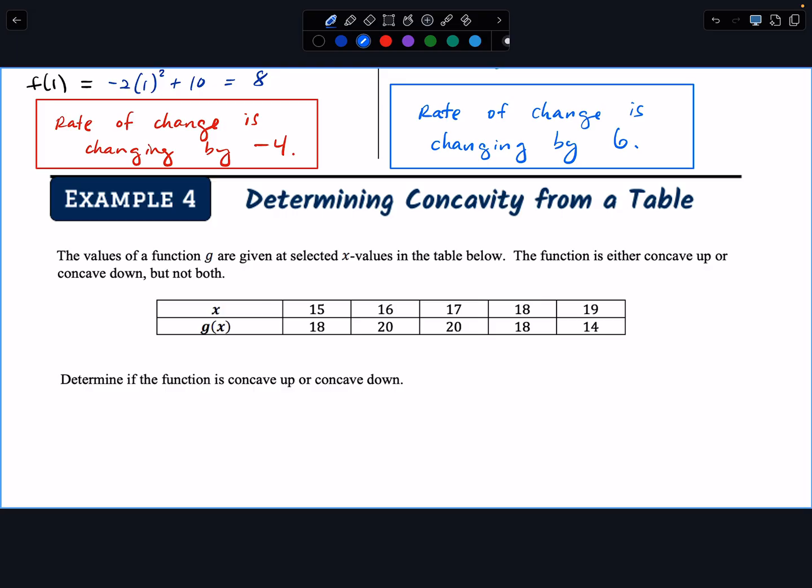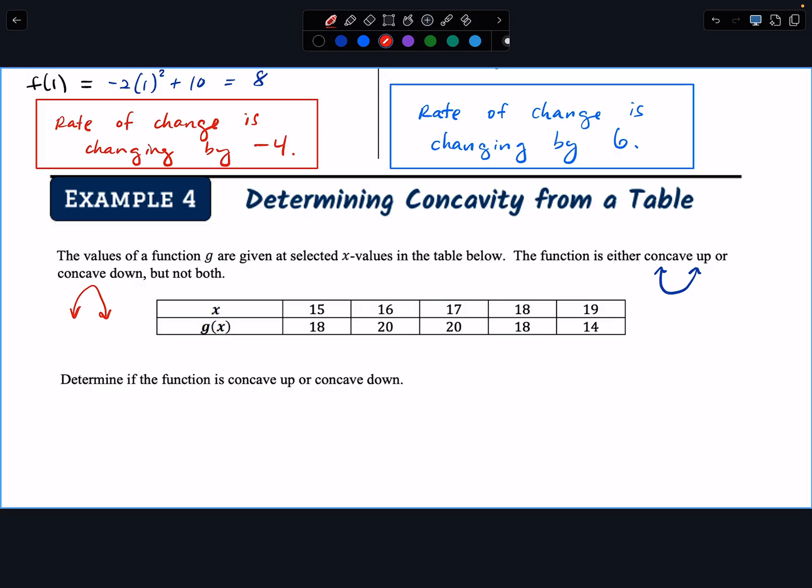Concavity. The values of a function g are selected x values in the table below. The function is either concave up or concave down, but not both. Determine if the function is concave up or concave down. All right, so concave up, do you guys remember teacup? Looks like a smile. Concave down looks like a frown or an umbrella. Okay, so which one is it?